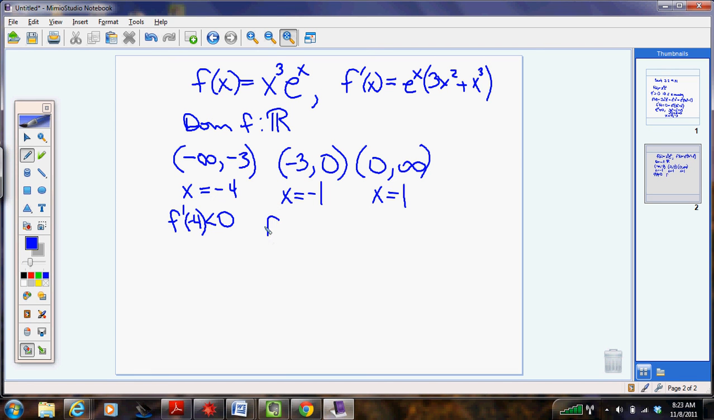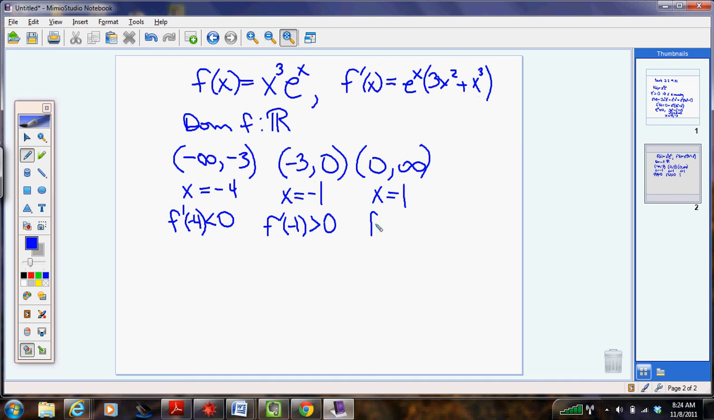Then we do the same thing for the other values. F prime of negative 1. Again, e to the x, I can really just ignore this one here because this is always going to be positive, and positive times anything keeps that same sign. And so I'm just going to worry about what's happening over here. If I plug in a negative 1, it becomes a positive 1 here, so this becomes a positive 3 and a minus 1, which is a positive value.